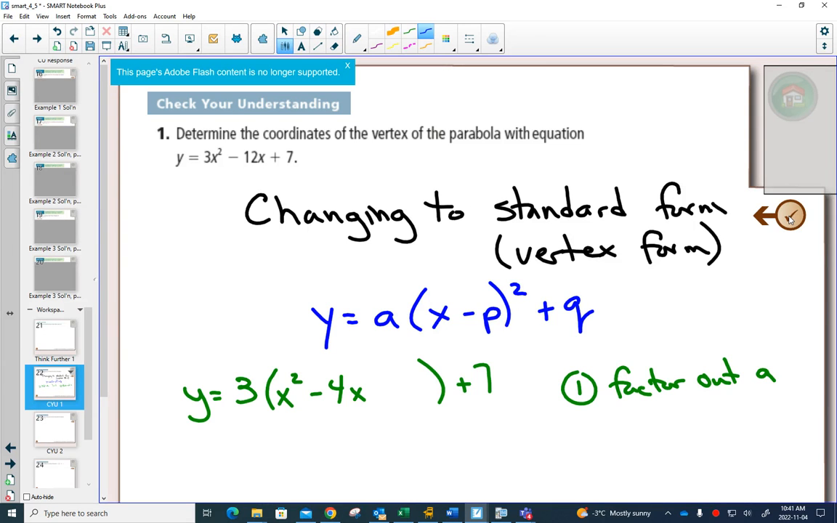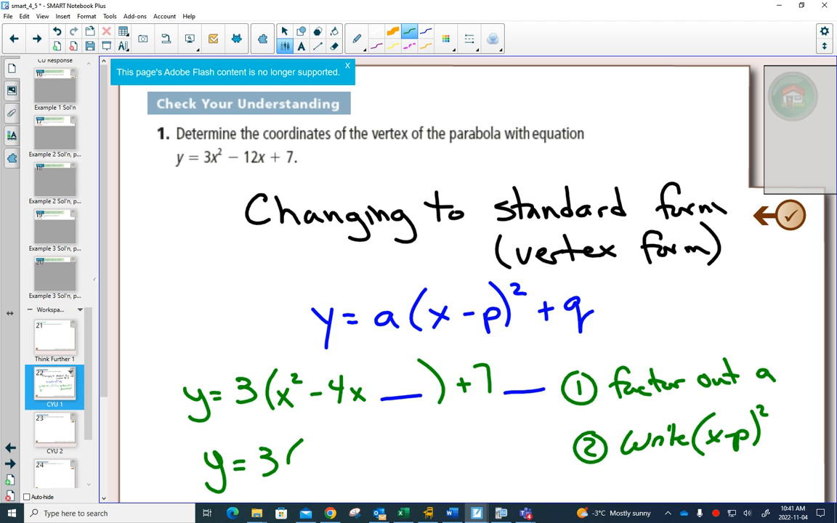Now, do you know that I left a space here and a space? I'm going to leave a space there and a space there. Why? Because step 2, we need to write the x minus p squared part. So this is what we need to write.